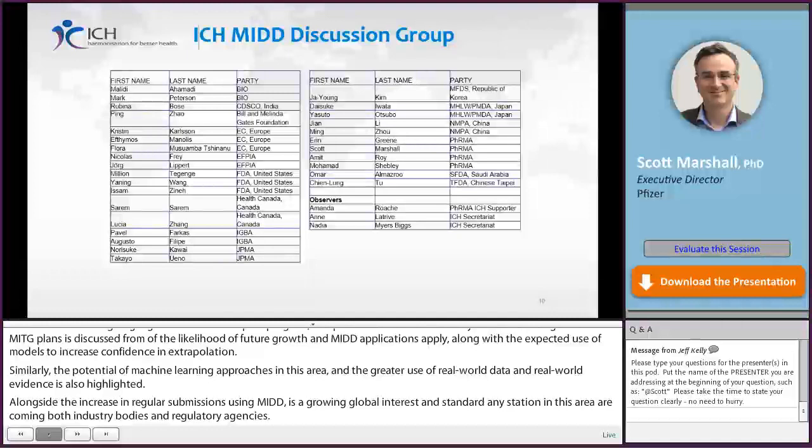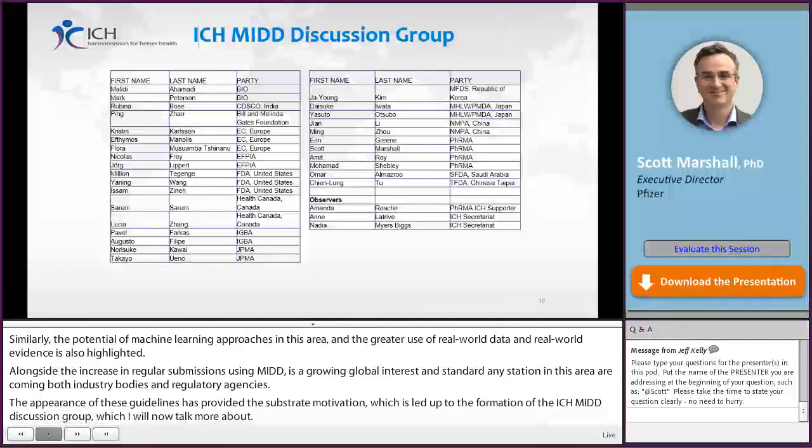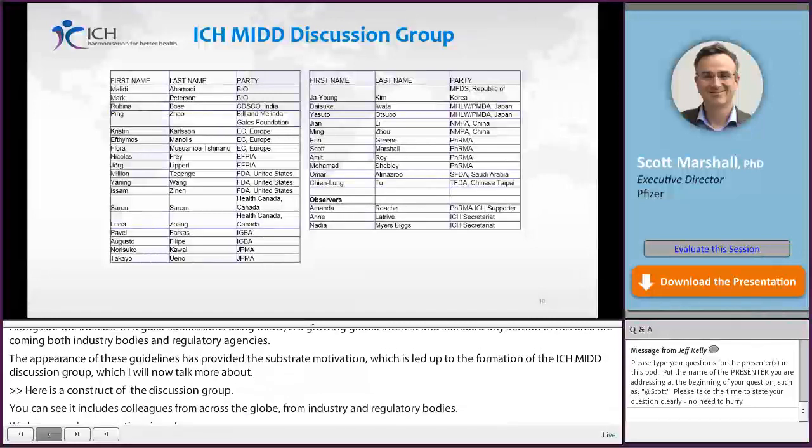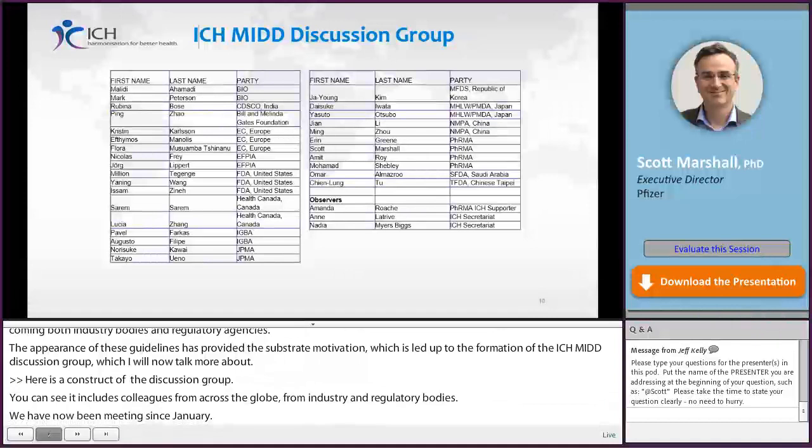So here is the construct of the discussion group. You can see it includes colleagues from across the globe, from industry and regulatory bodies, and we've now been meeting since January. We've had 11 meetings discussing this area and how we can move forward at the ICH level in terms of developing guidance which would further help harmonise and improve the quality and application of MIDD to drug development.